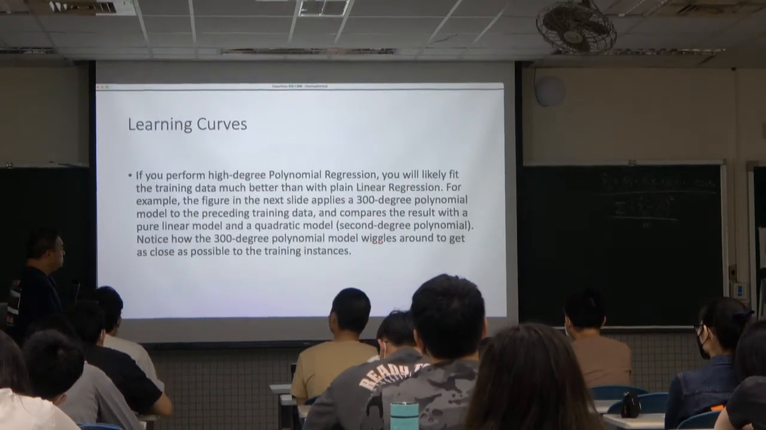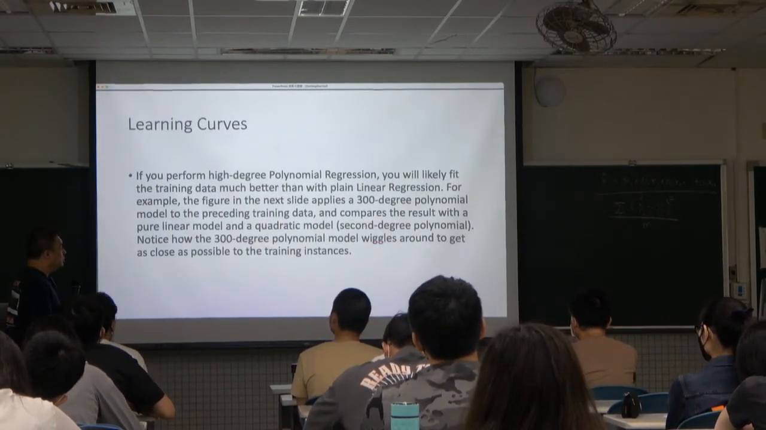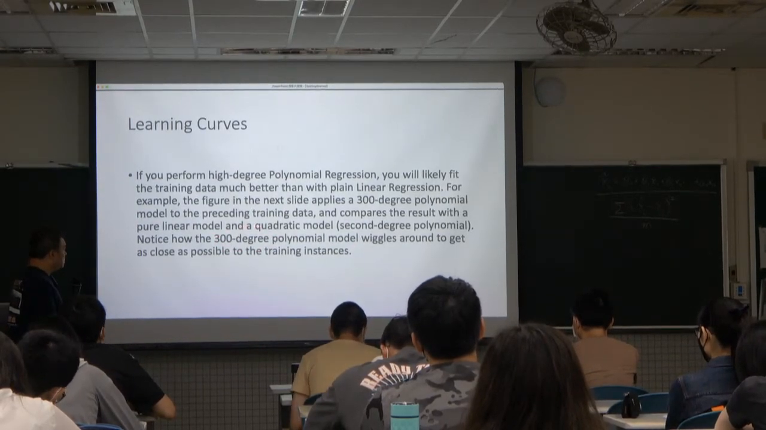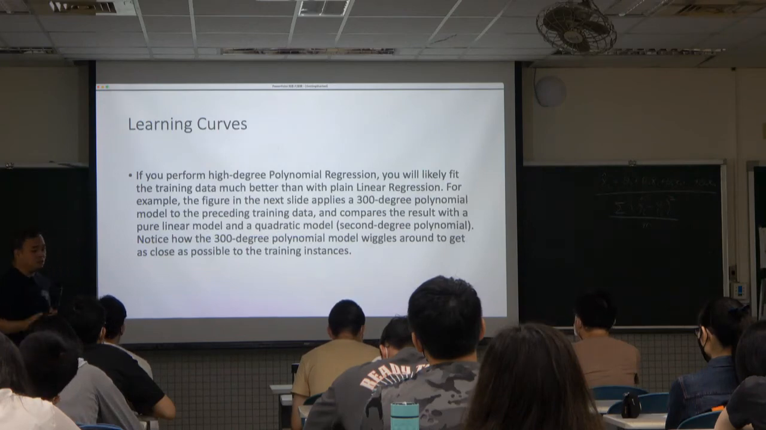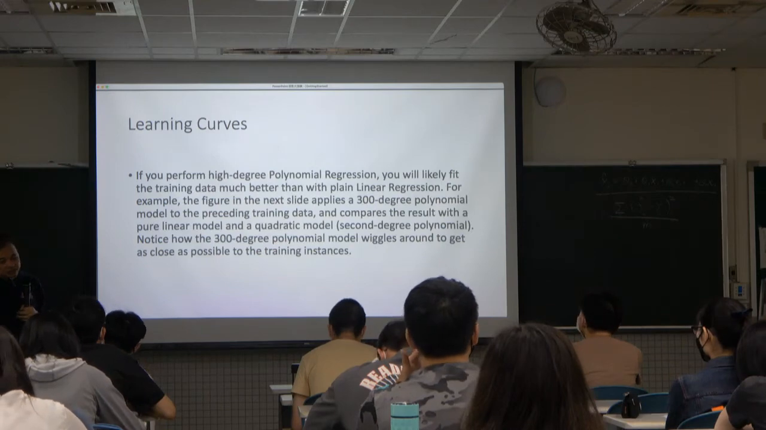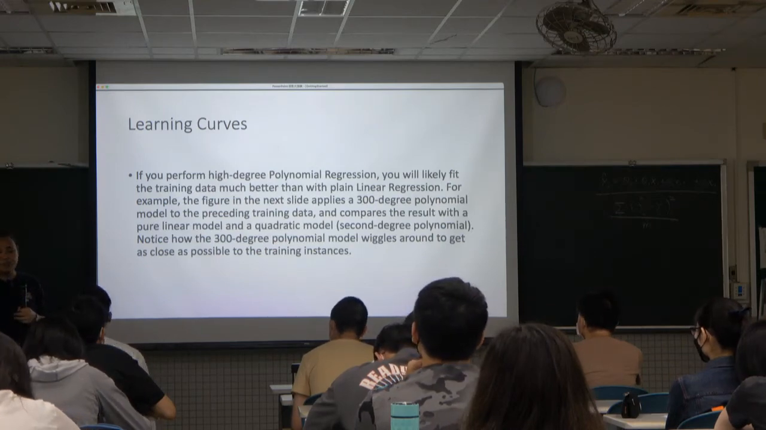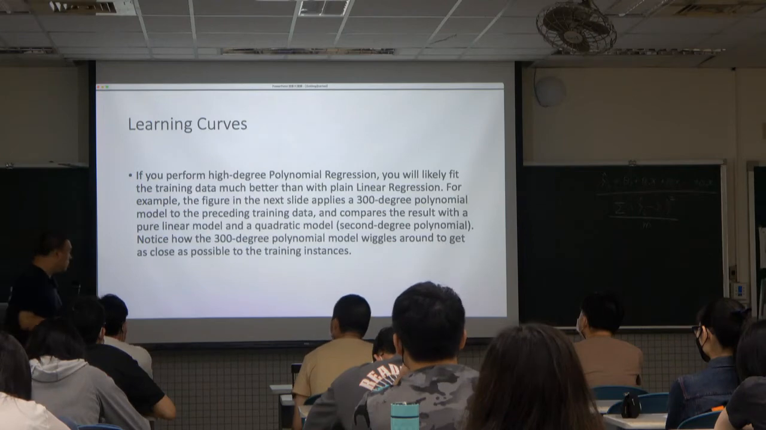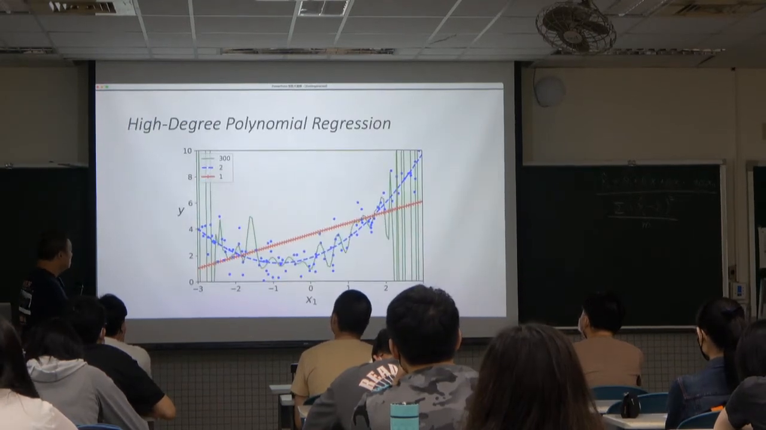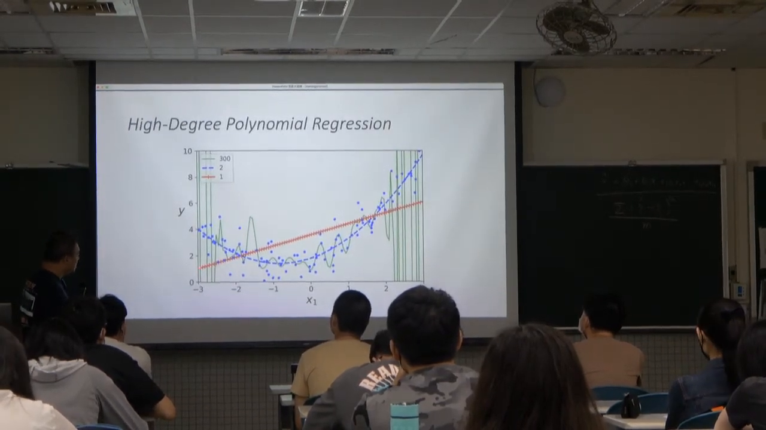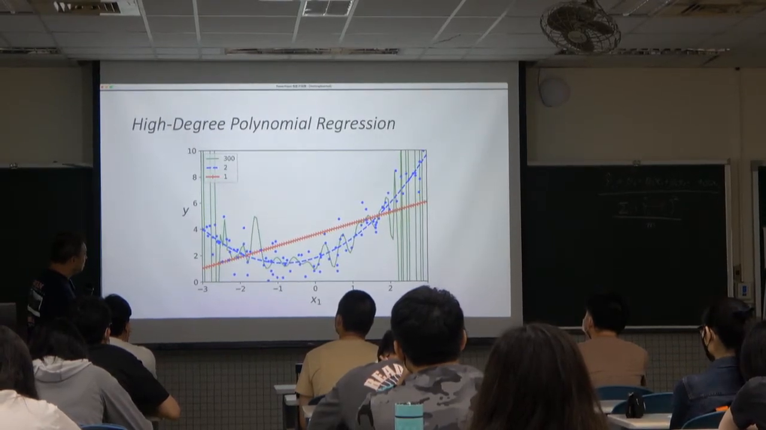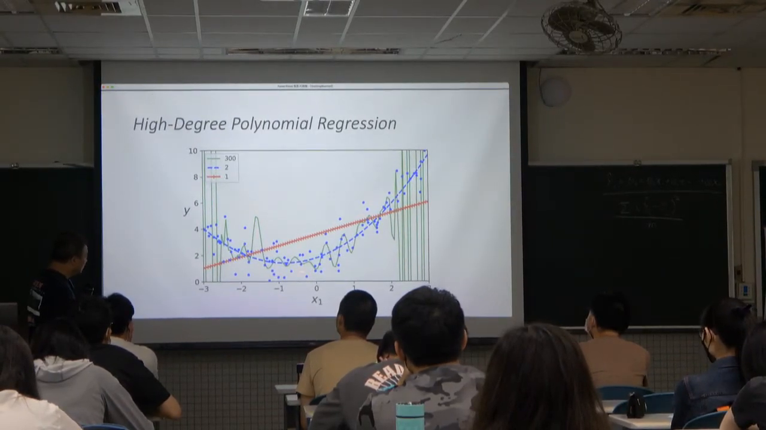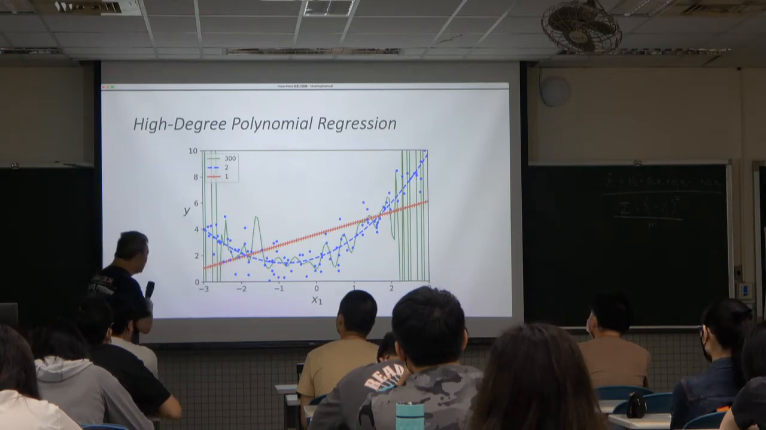But how about if we use a 300-degree polynomial model? Supposedly the higher the degree, the better the fit of the model, right? It's going to give us smaller errors, supposedly. But what happens? Let's have a look. This is a linear regression, a linear line that we get with this data set, and as I previously discussed, it's not going to perform very well.